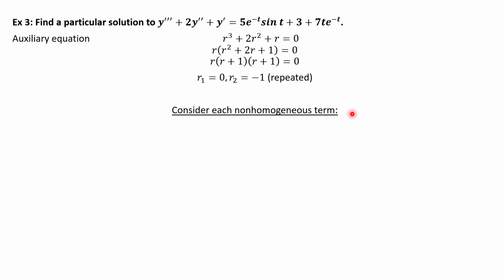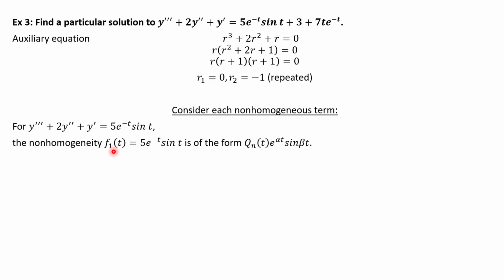Okay, so we have to consider each non-homogeneous term, and we have 3 of them up here. For the first one, let our equation equal 5e to the negative t sine t. We just look at the format of that term, and it has the format of some polynomial q sub n of t times e to the alpha t times sine beta t. From our summary of the method of undetermined coefficients, the new slightly modified version, this format matches. Then we identify some things.